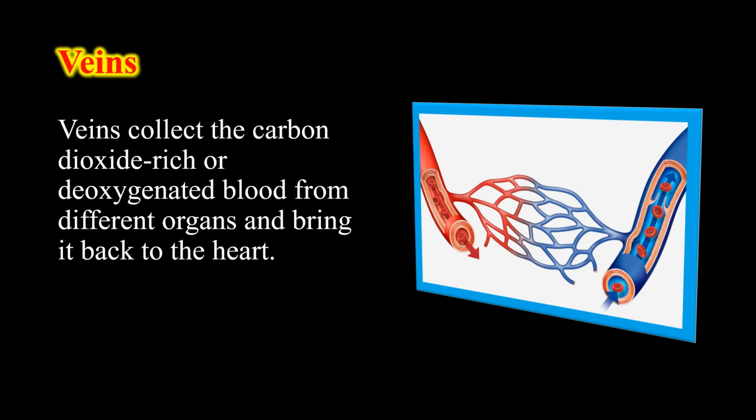And to make the flow of the blood continuous, the veins have small valves in them. Here you can see that the valves are present in the veins. These valves maintain the pressure of the blood flow, and the blood does not flow in the backward direction. So the main function of these valves is to prevent the backflow of the blood in the veins.